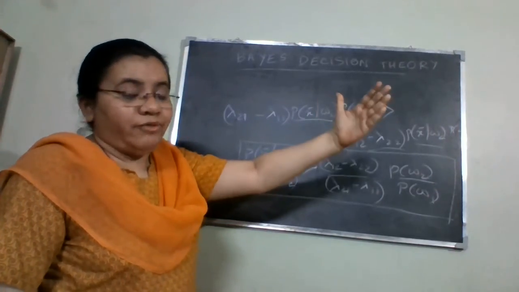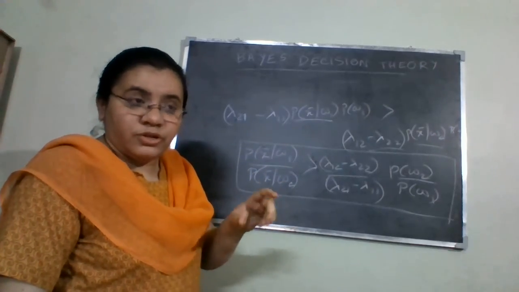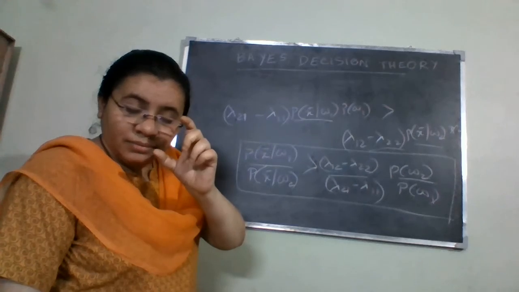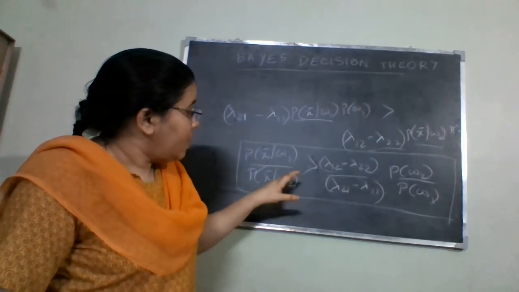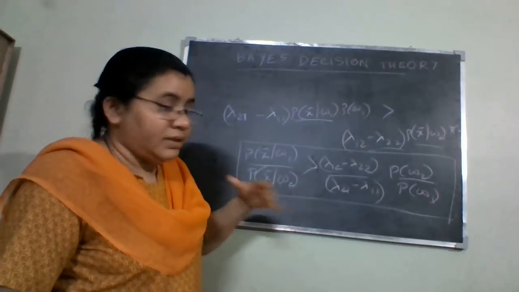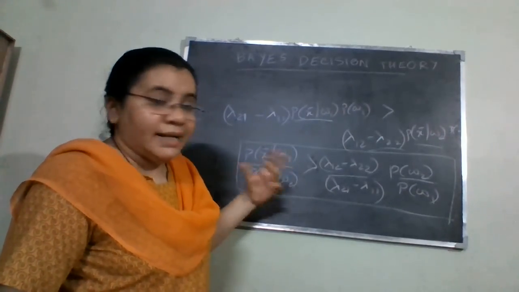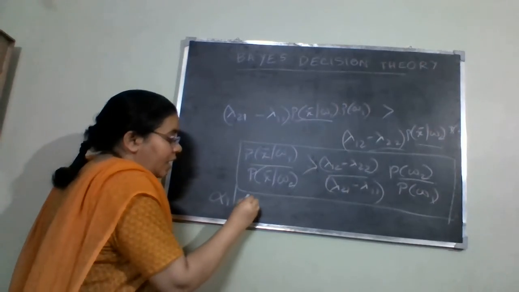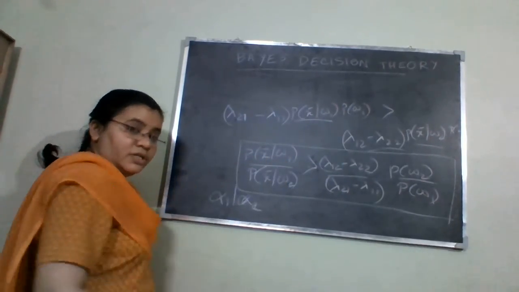The Bayes theorem we have already defined at first glance: the posterior probability p(omega 1 given x bar) is equal to the product of likelihood and prior divided by evidence. Now I define the Bayes theorem in such a manner that I have to take a decision whether I am going to take alpha 1 or alpha 2. Alpha 1 means taking a decision in favor of omega 1, alpha 2 means taking a decision in favor of omega 2.